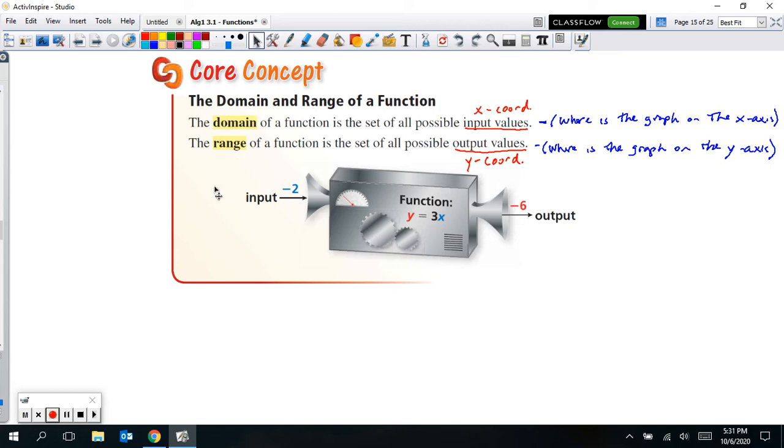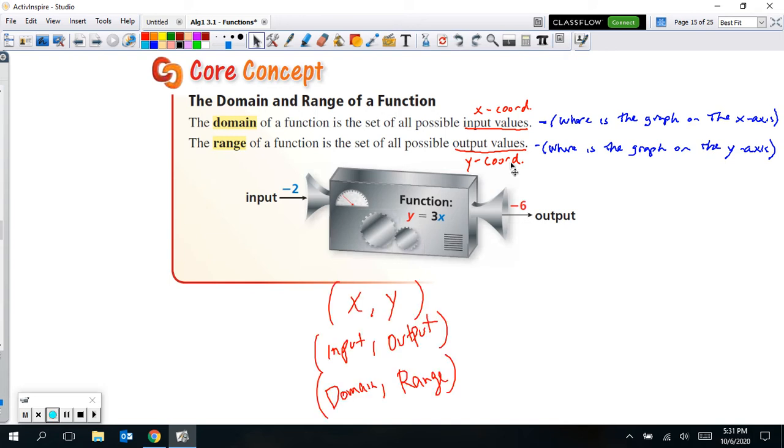So I always remember that as alphabetical order. If you look at ordered pairs, x then y. X comes before y in the alphabet. Input is about x, output's y, so I comes before O in the alphabet. Even domain and range: domain goes with x, range is with y, and D comes before R in the alphabet. So that's how I've always remembered this. Just alphabetically, domain is first and x is first in our ordered pairs. So domain is always going to be the x-coordinates, or where it is on the x-axis.